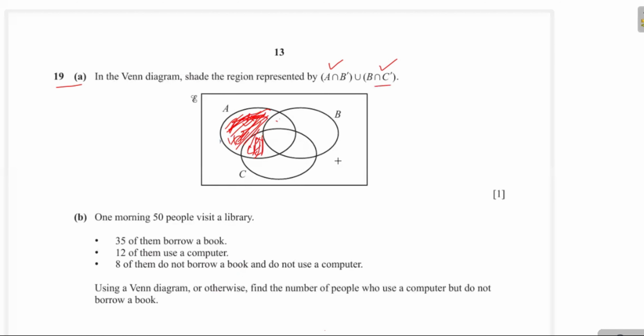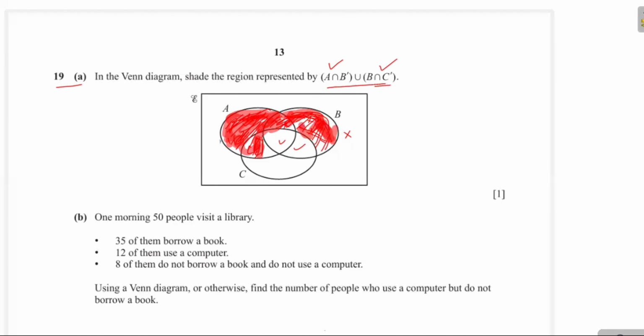Next is B intersection C dash. Now you see here, this is the set B region, and this will be C dash, and this is C dash. Now the region where both marks are present, you see here, these are both regions. The B intersection C dash and A intersection B dash regions will be included, and we shade all these regions. This is the shaded region we have to find.